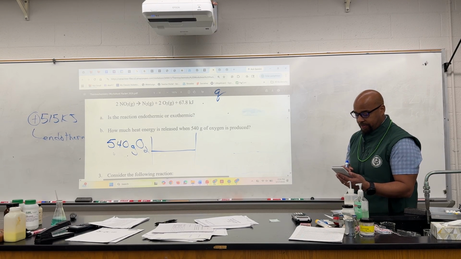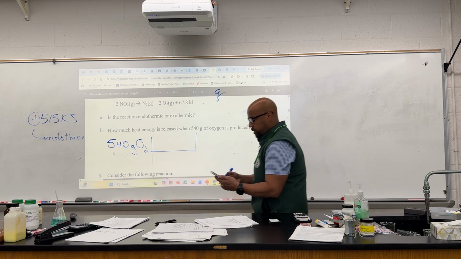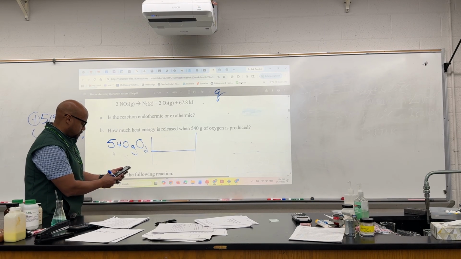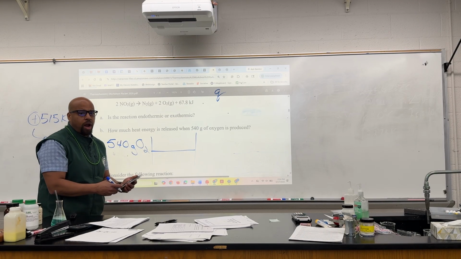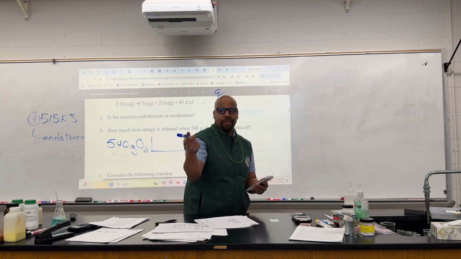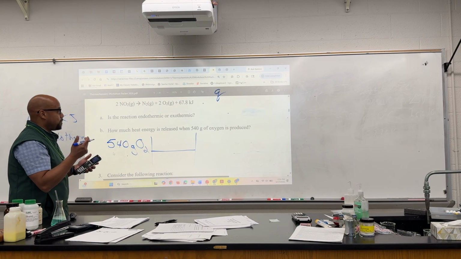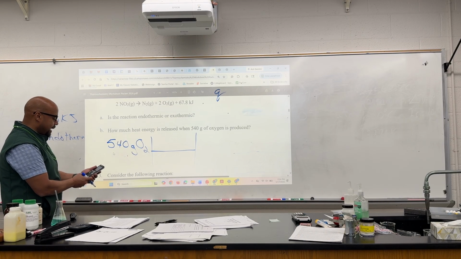I got 570 kilojoules? 570. Let me just double check. Try one more time. You got a slightly different answer. Negative 570? Anybody else get a slightly different answer? Let me make sure I did it right. Maybe I did it wrong. Oh, actually, I did do it wrong. Yeah, you're right. You're right. It's negative. Thank you.